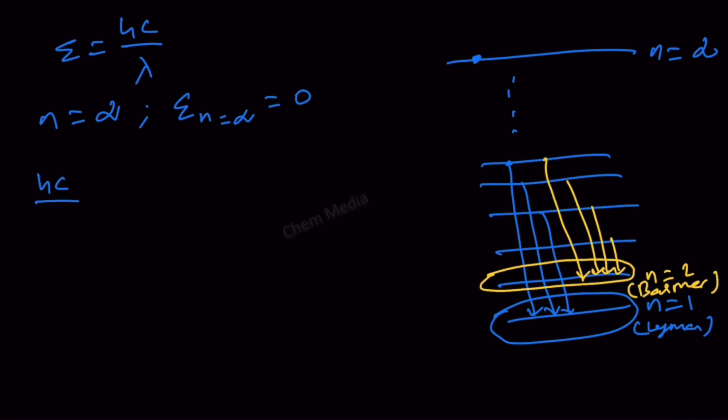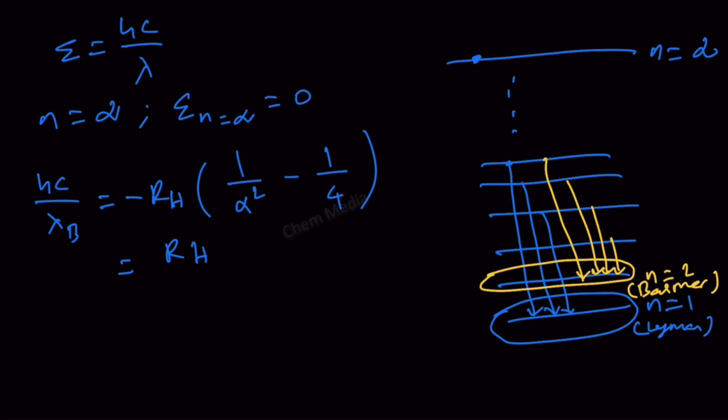Hc divided by lambda b, to specify the Balmer series, is equal to minus Rydberg constant times 1 by infinity squared, which would be 0, minus 1 by n1 value, in this case 2, because it is Balmer series. So 2 squared is 4. So therefore, this would be equal to simply Rydberg constant divided by 4, because minus into minus will become plus, and 1 by infinity squared is 0. So that is one equation.